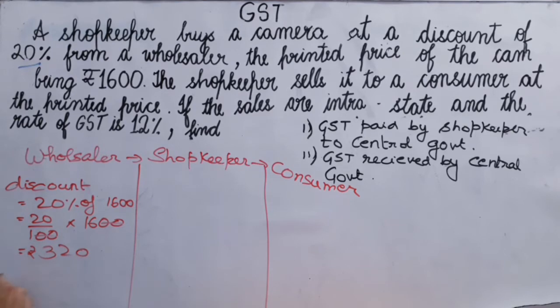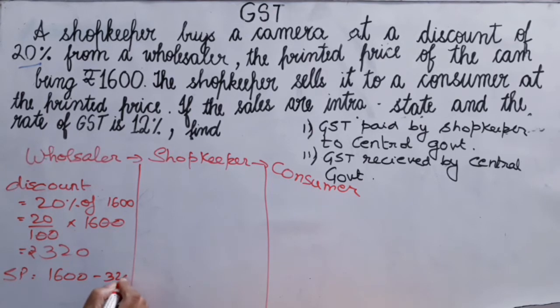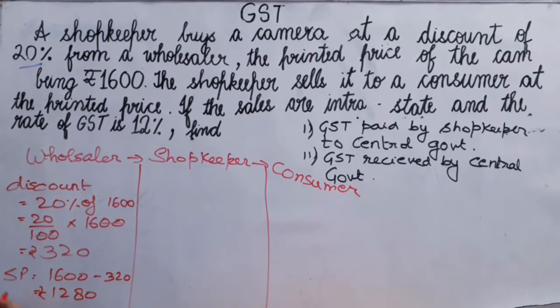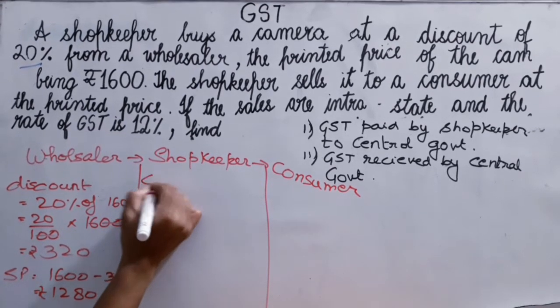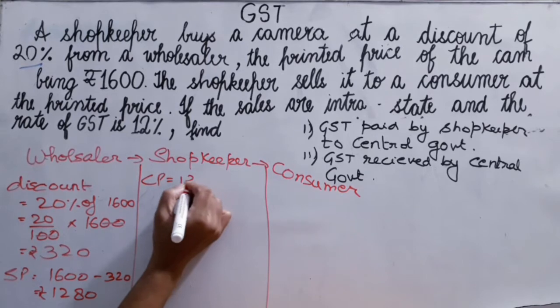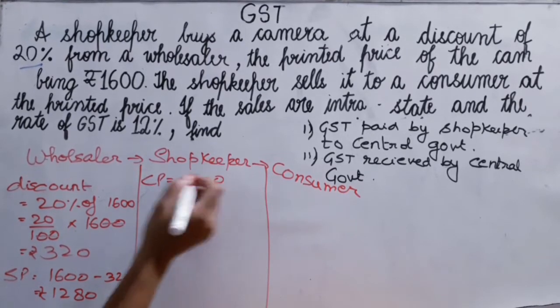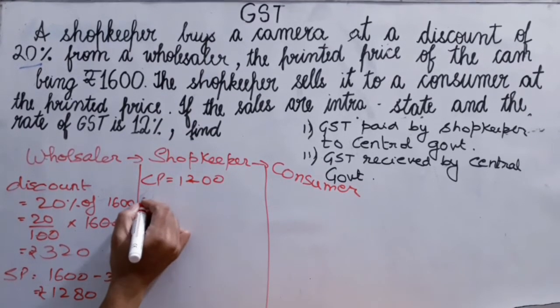Now, if this is the discount, the selling price will be 1,600 minus 320, or I can write 1,280 rupees. This is your selling price. Whatever the selling price is here, this will be the cost price for the shopkeeper.